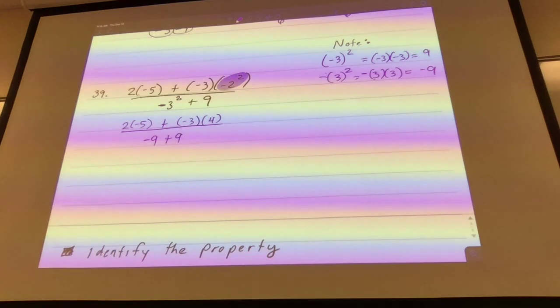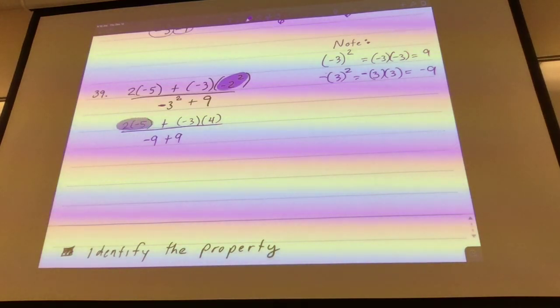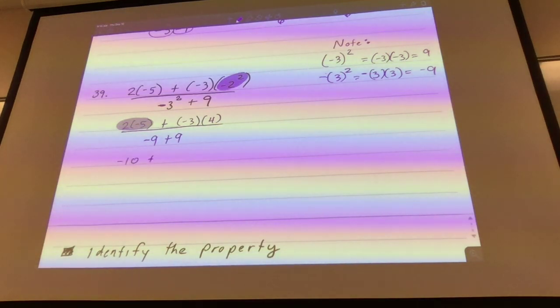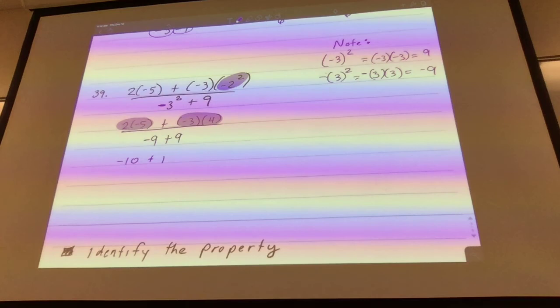All right, in the top, let's go ahead and do, what's 2 times -5? -10. What is 3 times -4? -12. 3 times 4 is 12, and a negative times a positive is a negative.